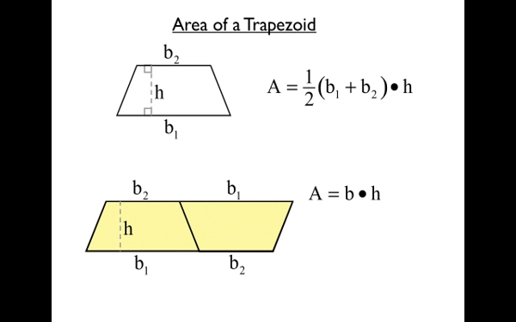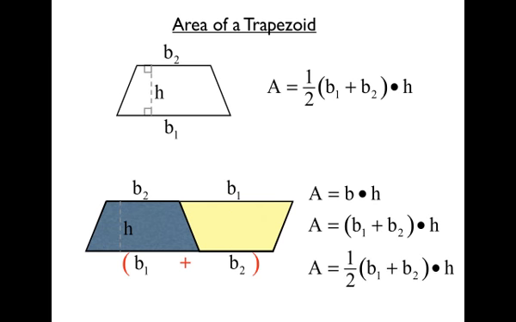Well, what's my base here? It's going to be base 1 plus base 2. And then the height is pretty straightforward. But remember, we have two trapezoids here, so we divide by 2 or multiply by 1/2, and that's where the formula for the area of a trapezoid comes from. Basically, putting two trapezoids together, forming a parallelogram, dividing by 2. So there's our formula.